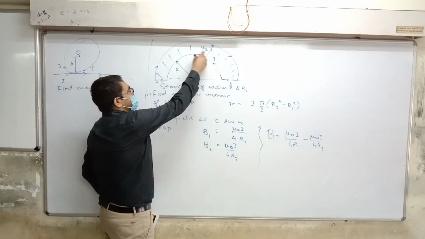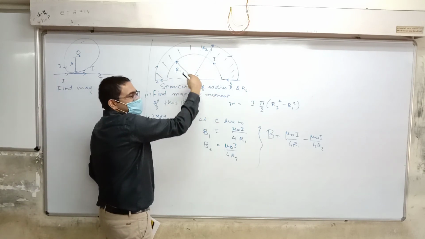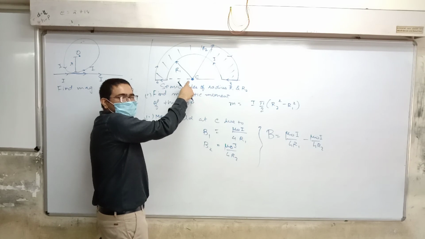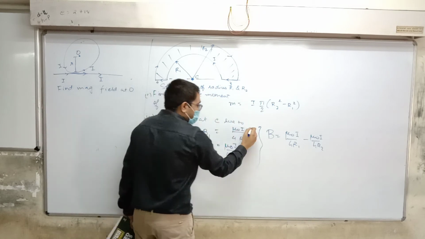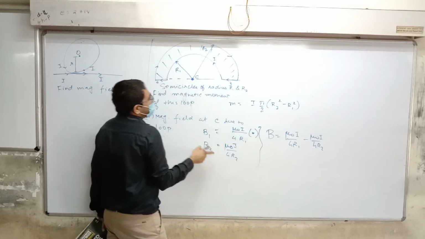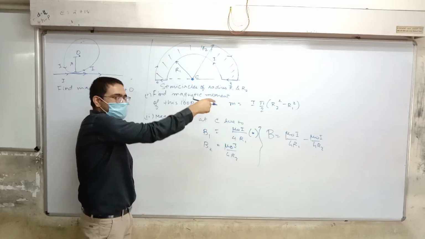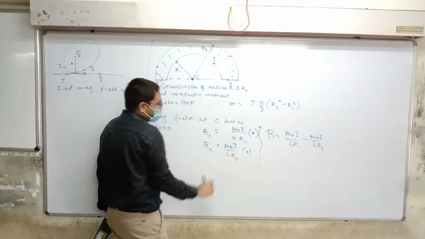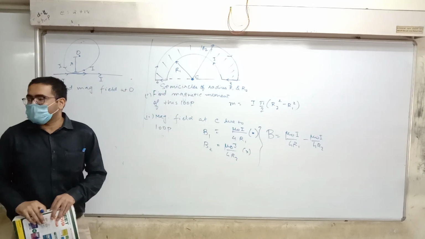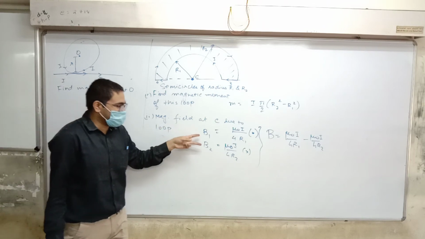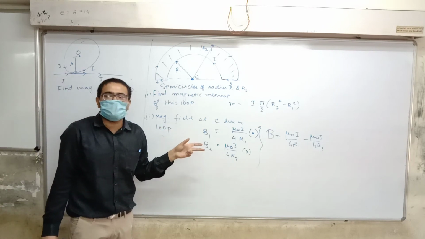So what is the field direction? Dot or cross? Dot is outwards, cross is inwards. So dot is out, so this is dot. Okay, now what about B2? In that the current goes this way, so it will be cross. So now when you have to find the total field, what should you do? You actually have to do subtraction because these are in opposite directions.